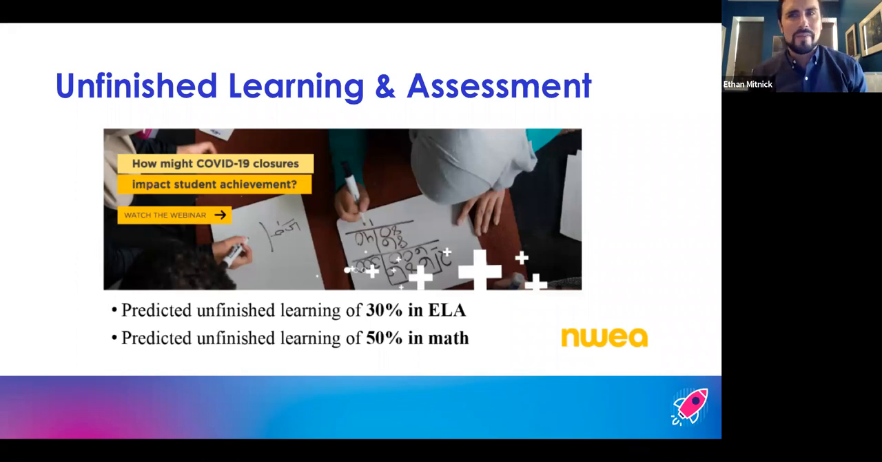This is a slide we've come back to on almost every single webinar, which is this idea that our students are experiencing some very significant unfinished learning this year. Up to 30% of their learning in ELA literacy and up to 50% of their learning in math may go unfinished this year.